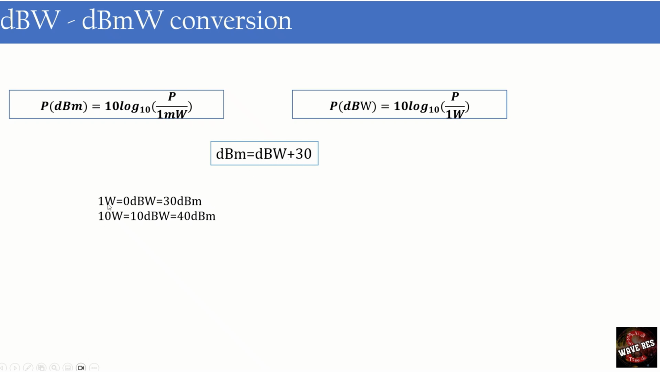So this is some examples. If you want to convert 1 watt, we know that 1 watt is 0 dBW. That will be equivalent to 30 dBm.